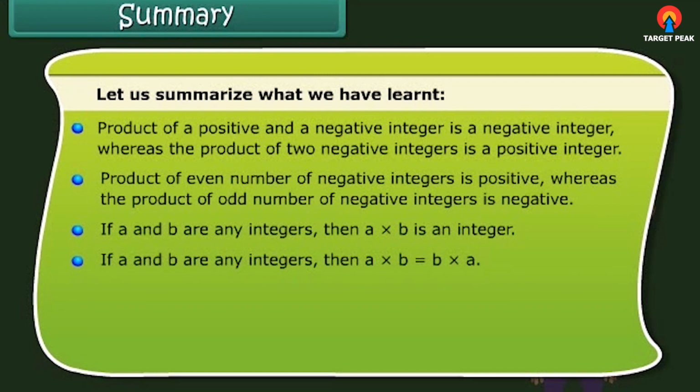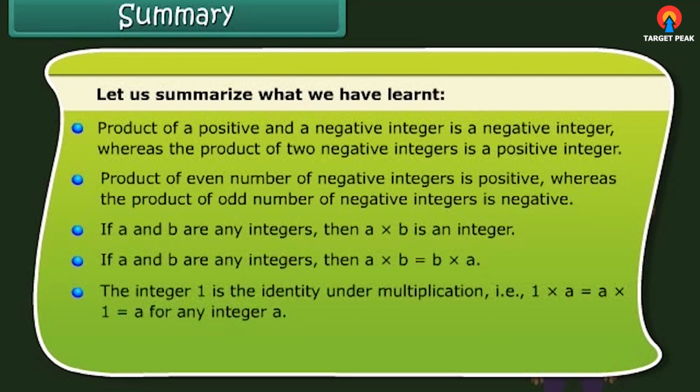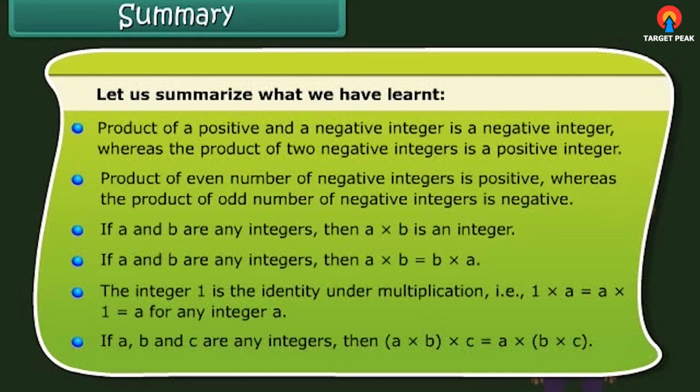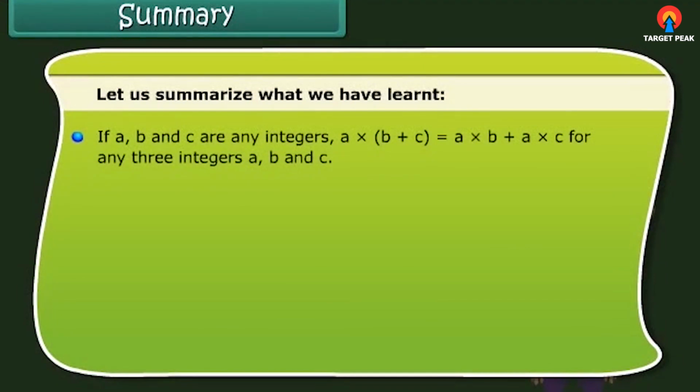If a and b are any integers, then a into b is an integer. If a and b are any integers, then a into b is equal to b into a. The integer 1 is the identity under multiplication, that is, 1 into a is equal to a into 1 for any integer a. If a, b, and c are any integers, then a into (b into c) is equal to (a into b) into c. If a, b, and c are any integers, a into (b plus c) is equal to a into b plus a into c.